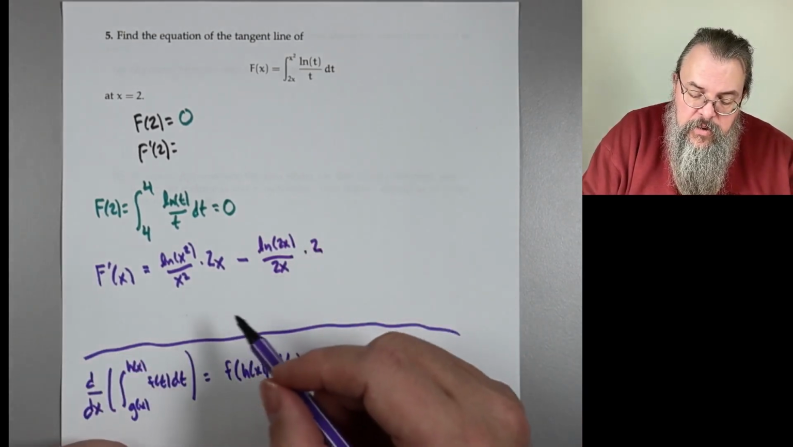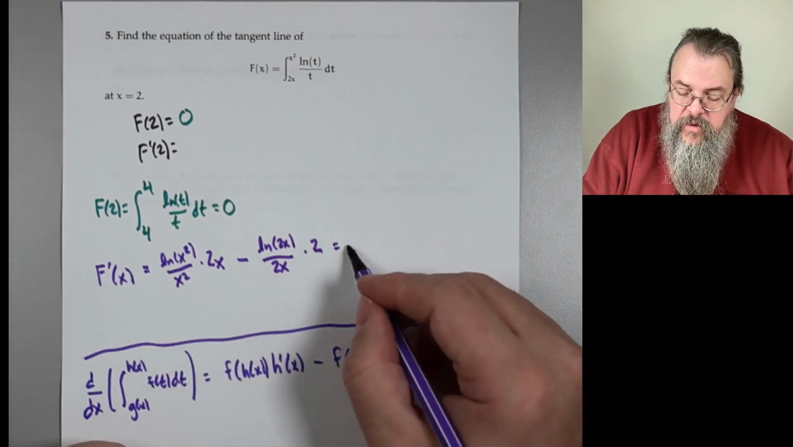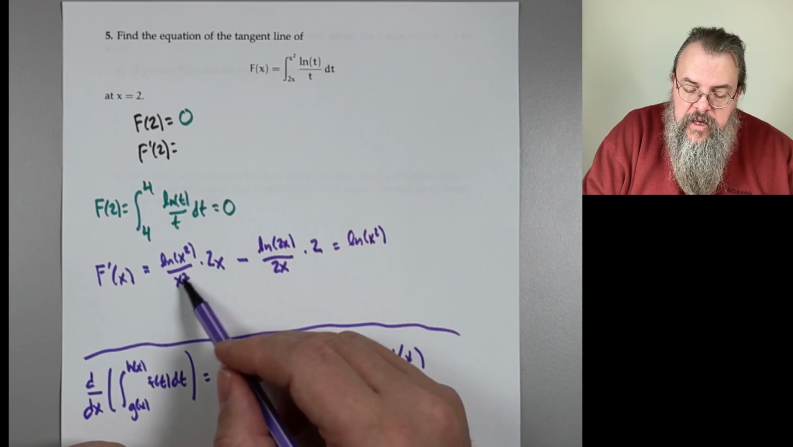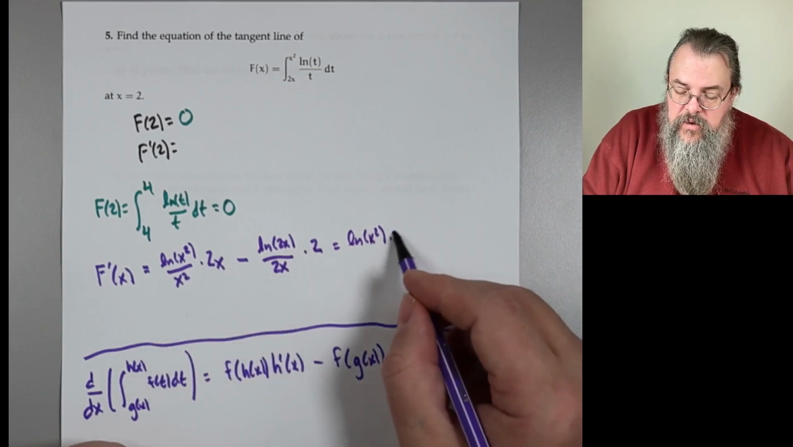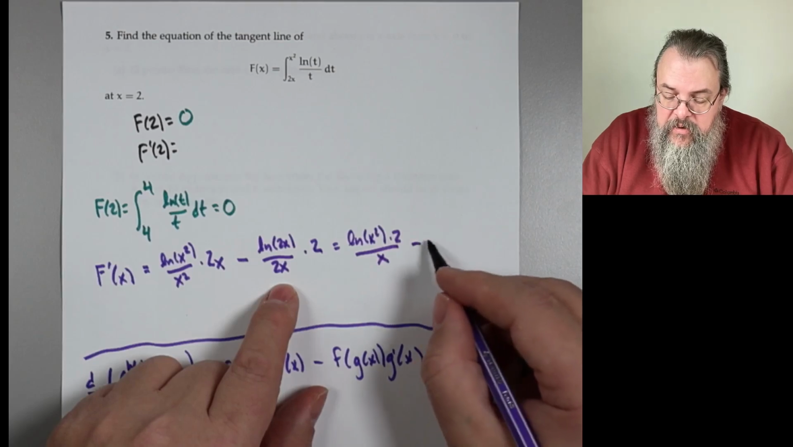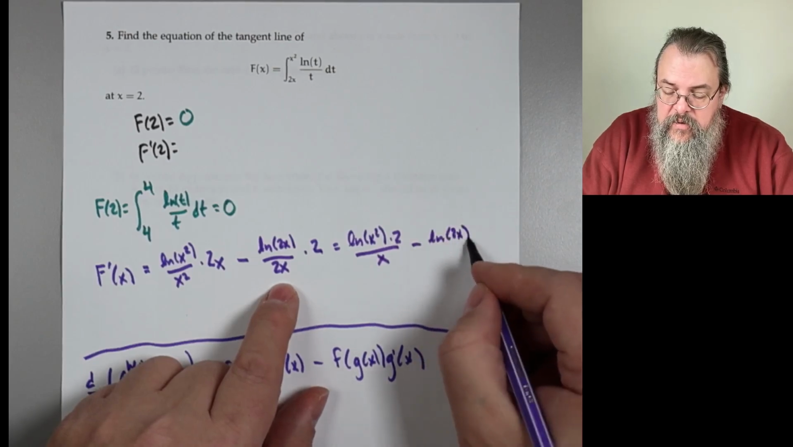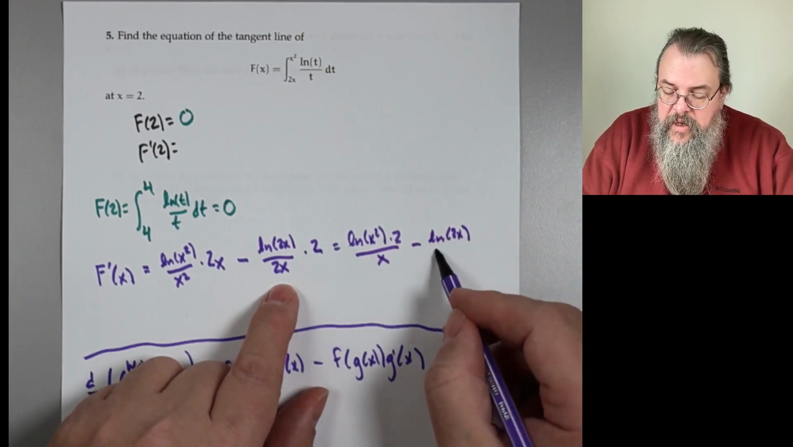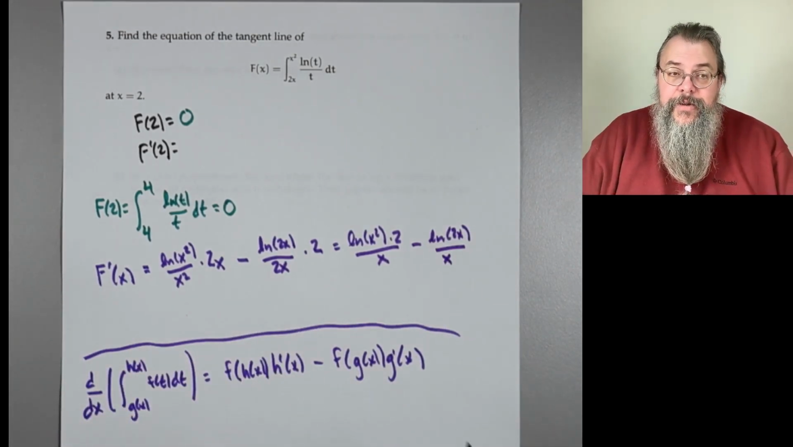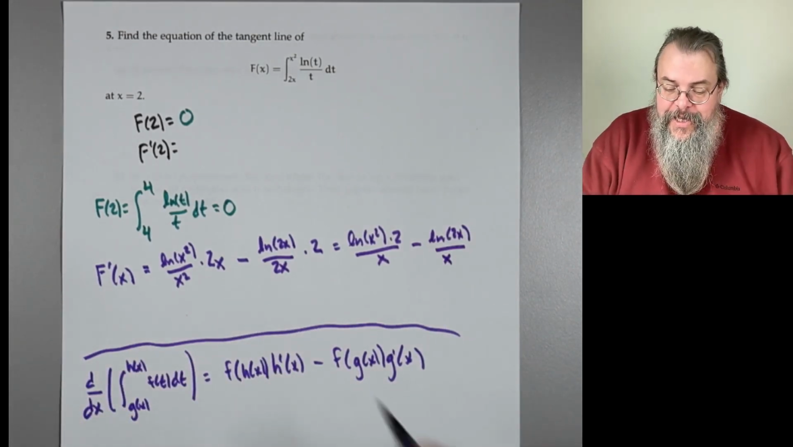All right, well, let's see. This is log of x squared. And here we can cancel an x. And so we get a 2 over x. And here minus log of 2x. The 2's cancel. And so just over x. All right. Now, that's f prime of x generically.